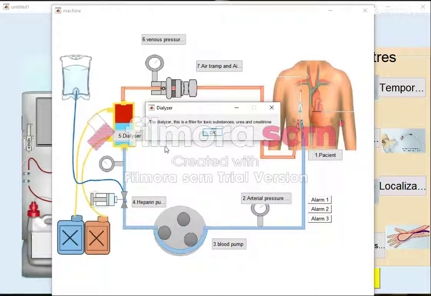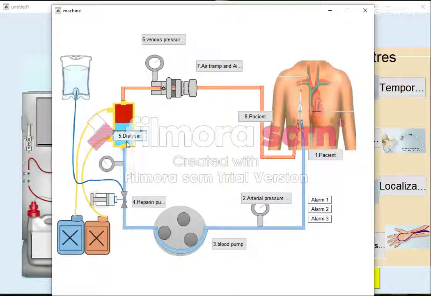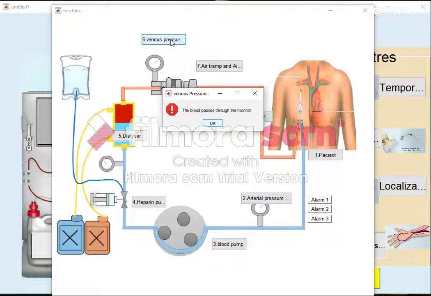The next part we can see in the diagram is the venous pressure. In this part, the blood goes to the patient again. The idea of this venous pressure is to see the pressure of this blood from the dialysis for its return to the patient.